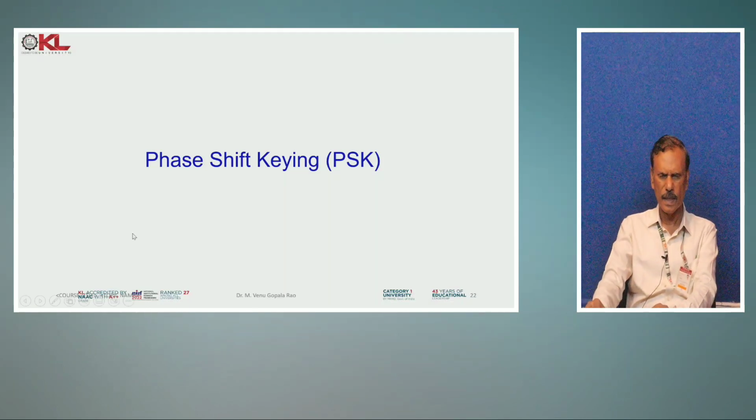Now we are going to the next lecture, phase shift keying. So far we have studied amplitude shift keying and frequency shift keying. Amplitude shift keying resembles the amplitude modulation of analog communication. Similarly, frequency shift keying resembles the frequency modulation in the FM system, that is, the angle modulation system. Here, phase modulation also resembles the angle modulation system, the phase modulation system in analog communication.